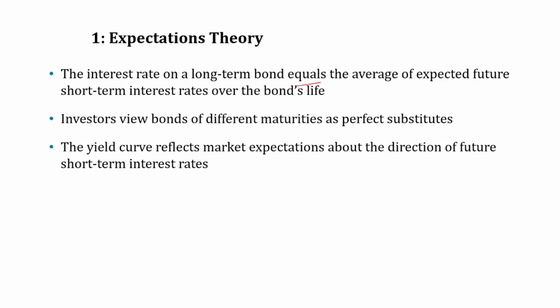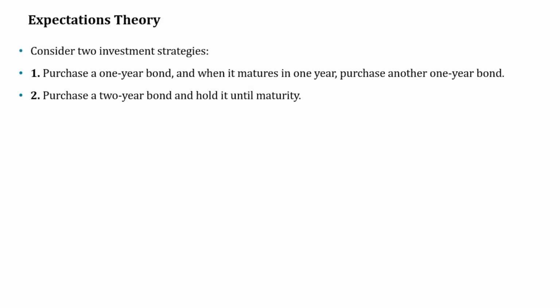So investors view bonds of different maturities as perfect substitutes. For example, they consider a 1-year versus a 10-year maturity security to be perfect substitutes. So the yield curve reflects the market expectations about the direction of future short-term interest rates. Let us explain what this theory is all about.